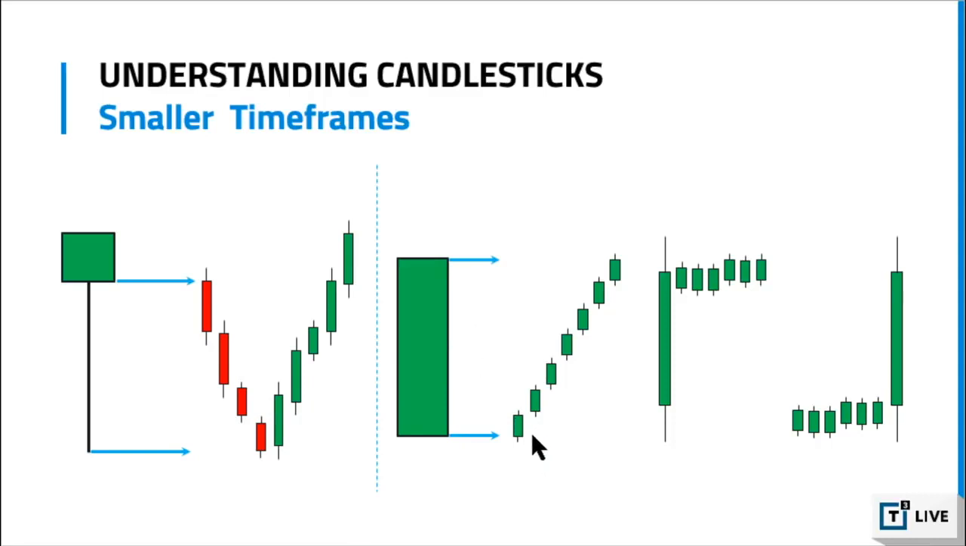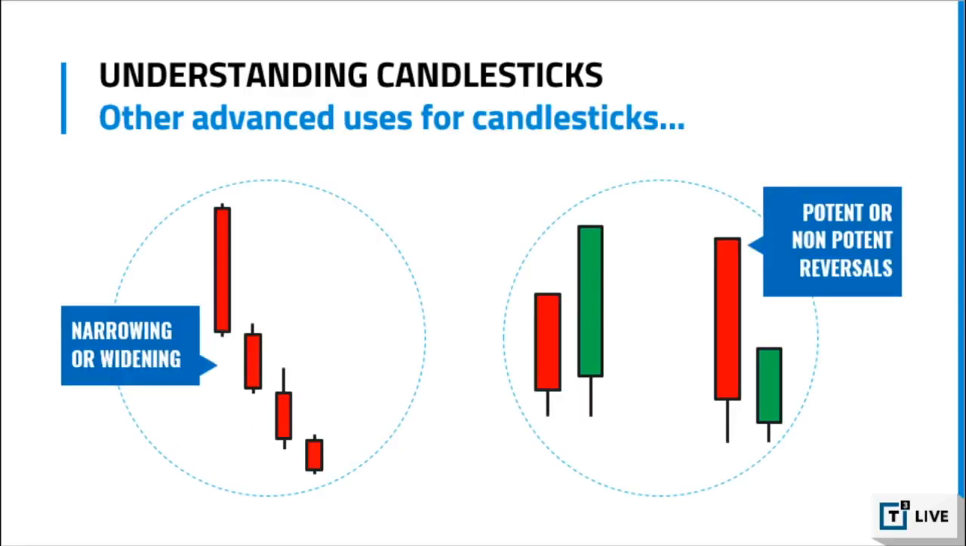The same with a wide range green bar. We don't want it to form after with multiple bars like so. We would rather see it form through just one igniting bar and multiple small bars, or multiple small bars and then one breakout bar. So you have to look at the smaller time frames and determine how the candle actually formed. Okay?